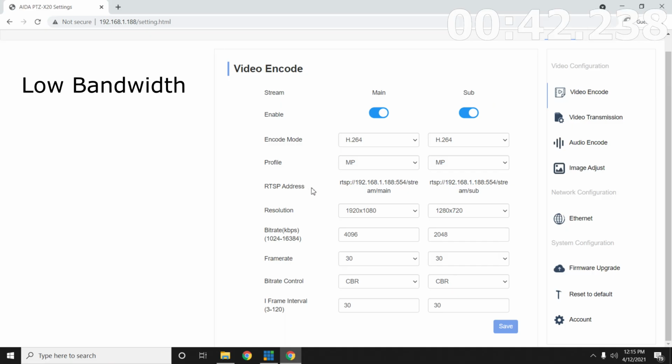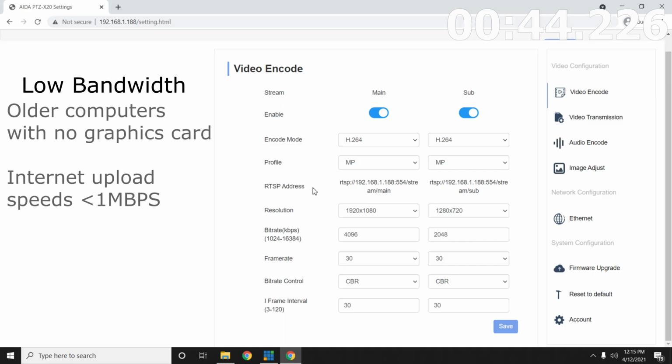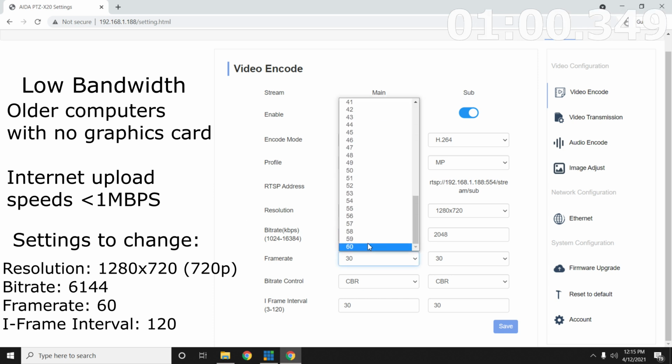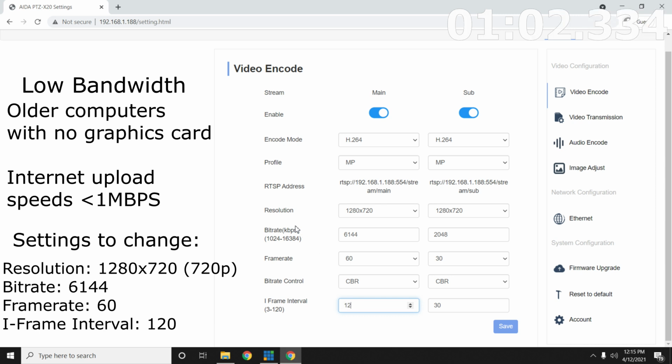For low bandwidth settings, this is usually for computers without a graphics card, or you have an upload speed lower than 1 MB per second. We're gonna go ahead and change the resolution to 1280 by 720, which is 720p. We're gonna multiply this 4096 default bitrate by 1.5, which comes out to be, I believe, 6144. And then we're going to change our frame rate down to 60. For your iframe interval, you're going to go ahead and change this to 120, and that'll give you the best optimal stream for low bandwidth.